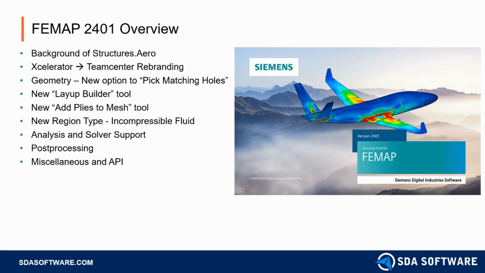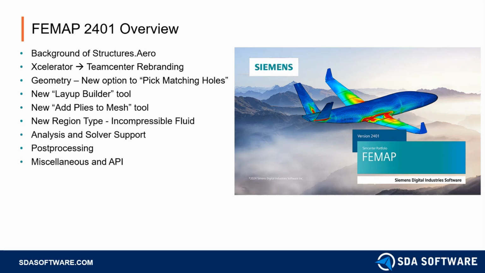So what's new in Femap 2401? Well, the first thing is kind of small, but basically there's an Accelerator to Teamcenter rebranding. So a lot of the old Accelerator labeled things in Femap now say Teamcenter. And then we'll talk about a new option for picking matching holes when you're manipulating geometry.